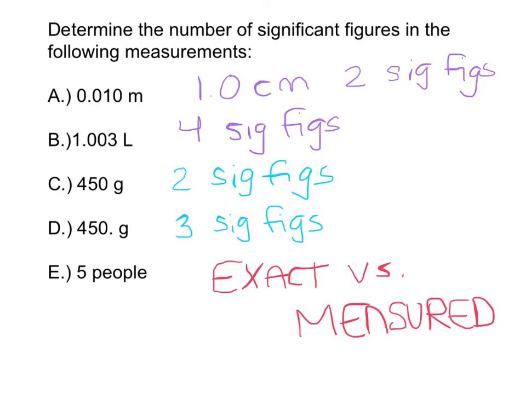But if you have an exact number, so let's say we have 5 people in a room, we can easily count and see that there are 1, 2, 3, 4, 5 people, and there's no uncertainty with that measurement. So this is an exact number. Basically anything that you can count is not going to have any uncertainty associated with that measurement. And so if you have an exact number, then we simply say that this number has an unlimited number of significant figures.